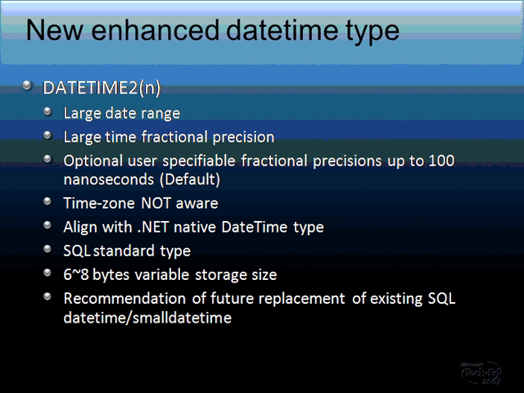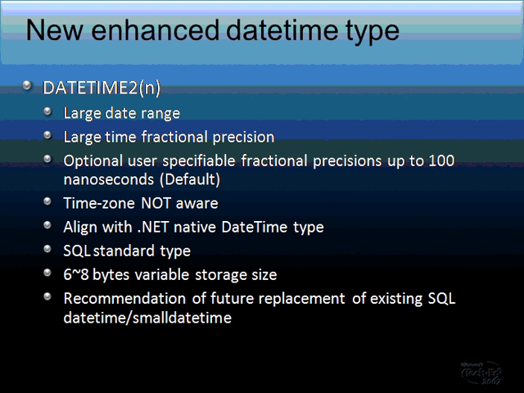Again, because we now support larger fractional precision and larger year range, it's fully aligned with the .NET native DateTime type. This is really one of the highlights, in that people can have a consistent programming model and application model between .NET and the SQL Server database. It's equivalent to the SQL standard type called timestamp. So we have a very close equivalent feature on this type. The only difference is the naming.